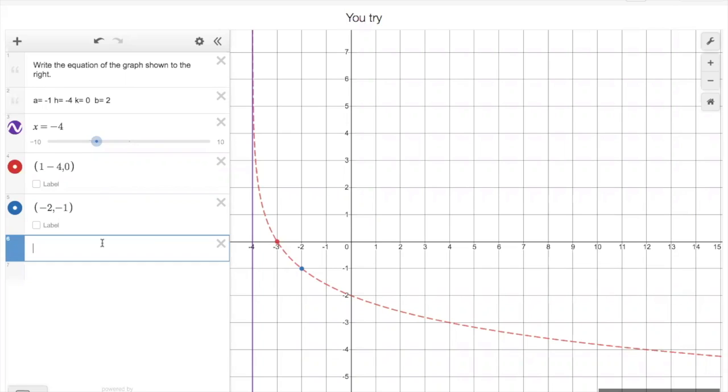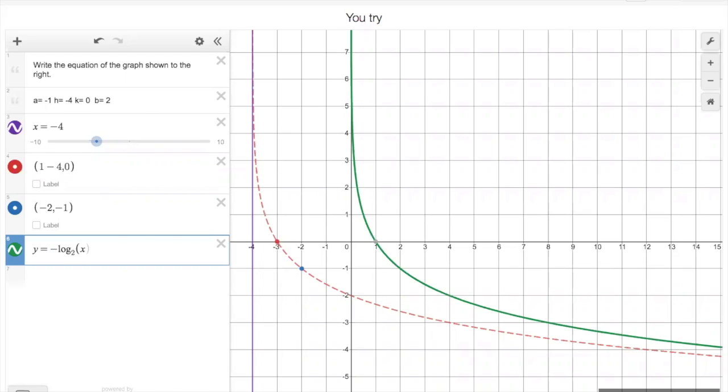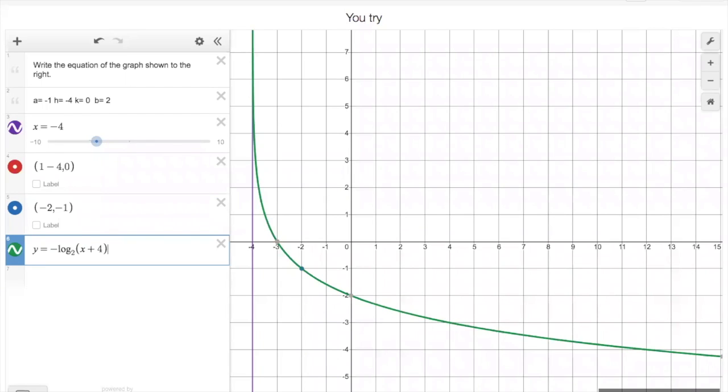So let's go ahead and write this. So y equals negative log base 2 of x minus -4, which is +4. Like I said, it's not moving up or down, so you'll see without putting any k value, it's going to fall on my graph because +0 doesn't actually change anything, so we don't need it.